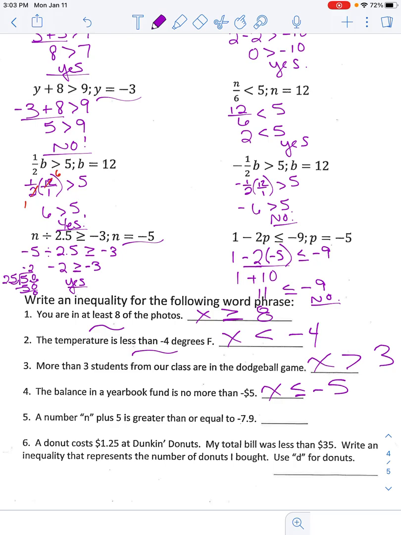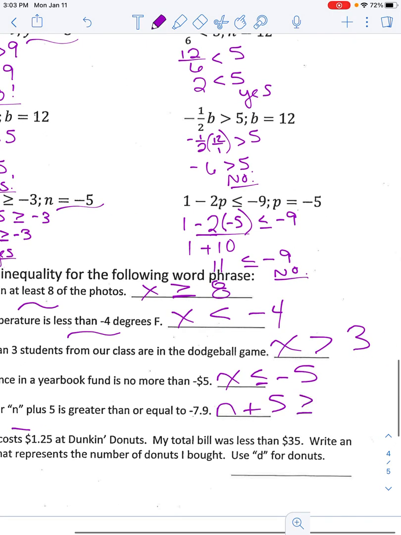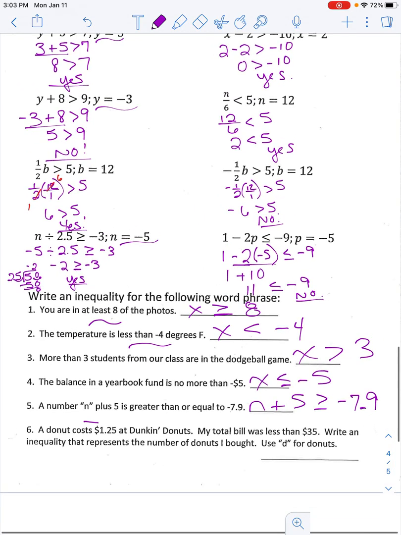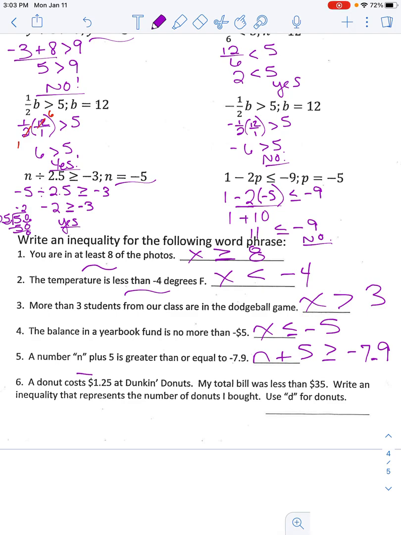Okay? And then on some of them, starting with number 5, it wants us to set up an equation to eventually solve, which will be the next lesson. A number, n, plus 5 is greater than or equal to negative 7.9. You do not have to solve yet. That'll be the next lesson.